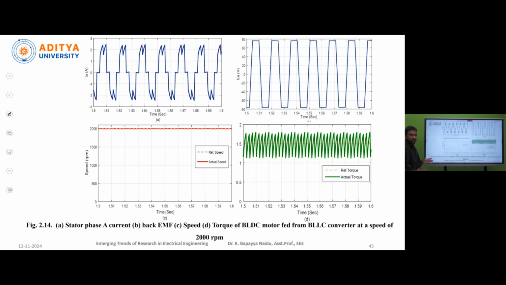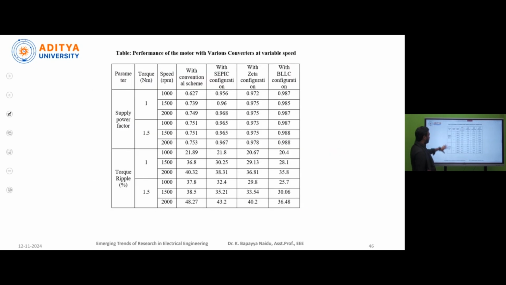Okay, now if you are summarizing all three types of converter topologies in a tabular form, here at the load torque of 1 Newton meter at 1000 RPM speed, with the conventional controller we obtain 0.627 supply power factor. With SEPIC configuration it is 0.956, and whenever you are using the Zeta converter it is 0.97. Whenever you are using this BLLC configuration, that is nothing but bridgeless Luo converter topology, we obtain 0.987.